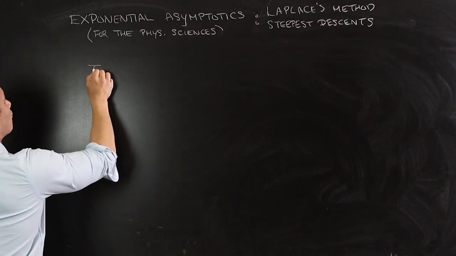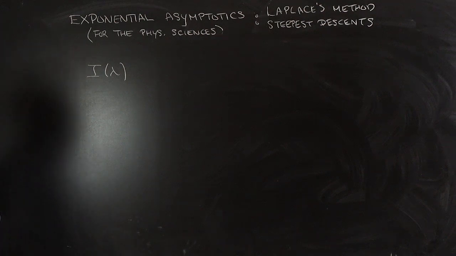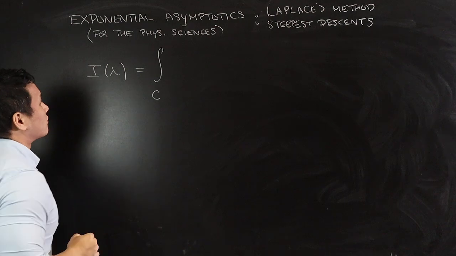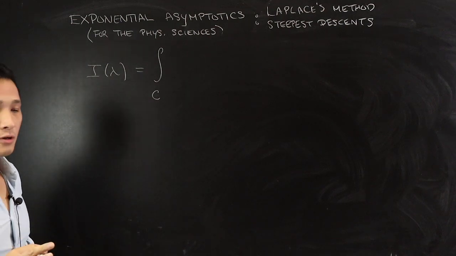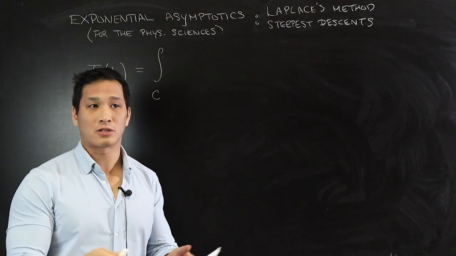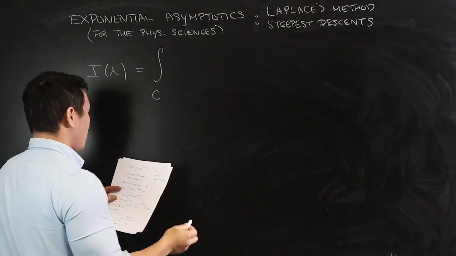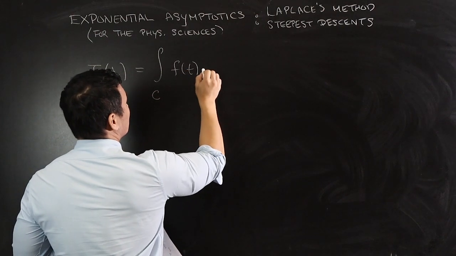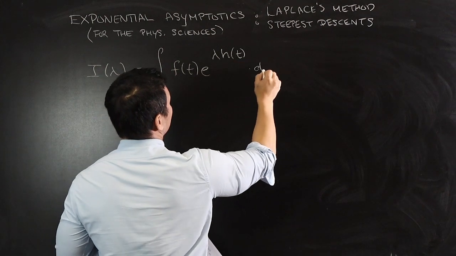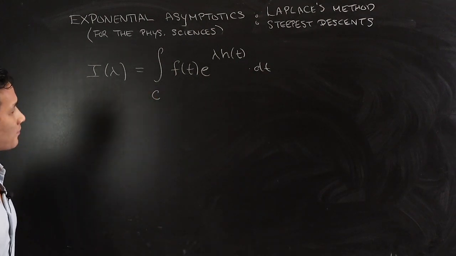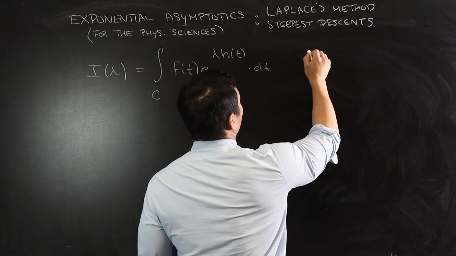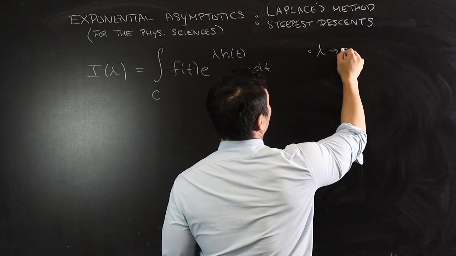Okay, so we're going to look at very similar looking integrals, I of lambda. We're going to consider this to be a very general kind of integral. So it's going to be a 1D integral. C is going to be somewhere in the complex plane, but the version that we were looking at is just along the real axis, and it can be that as well. And then I have a prefactor f of t, e to the lambda, and I'm going to call this h of t dt. So I'm just switching my phi to h's instead. And okay, I want to look at when lambda goes to infinity.